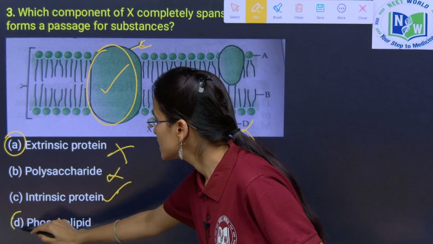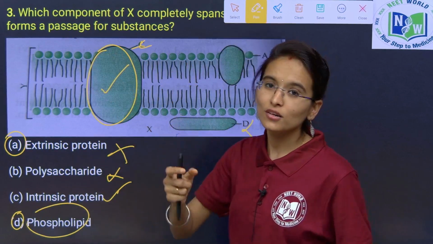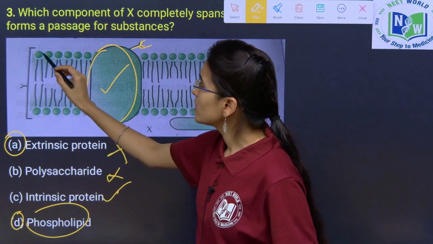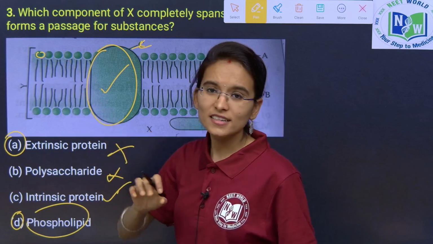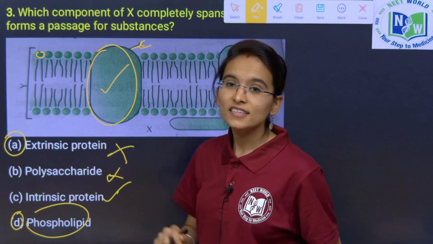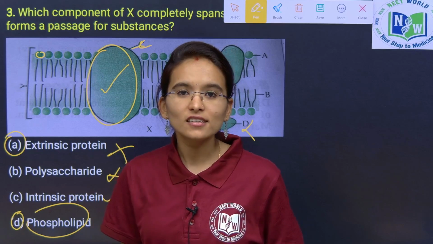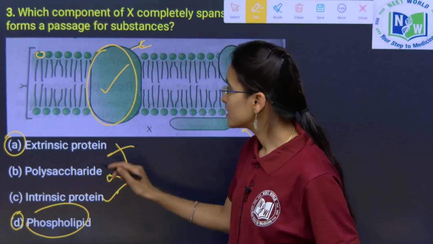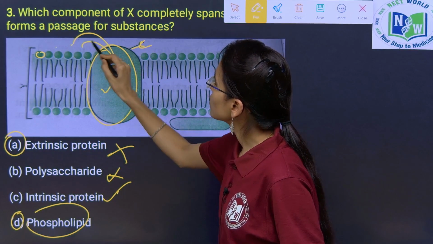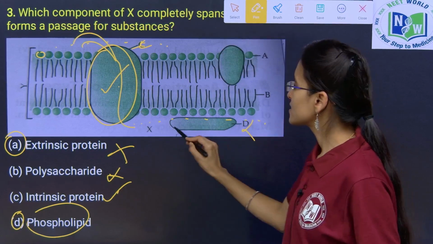Next, option D is phospholipid. These lipids are actually not involved in transporting the substances. The head is hydrophilic, so it can receive only the water molecules, but the tail is hydrophobic, so it will not transport it completely to the inner cell membrane. So actually the intrinsic proteins are involved in receiving the substances from the outer cell environment and then transporting them to the inner cell environment.